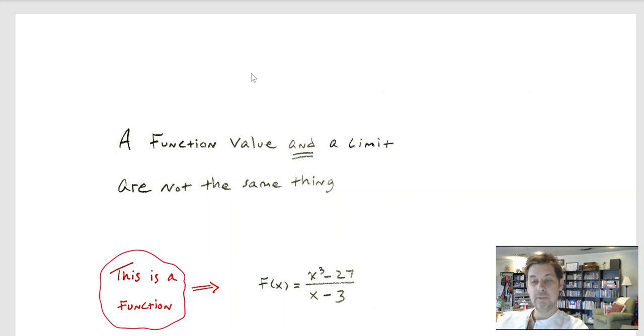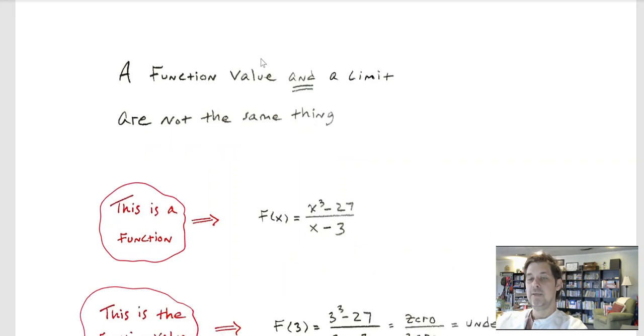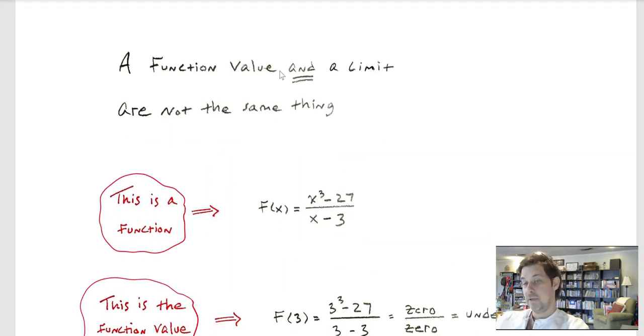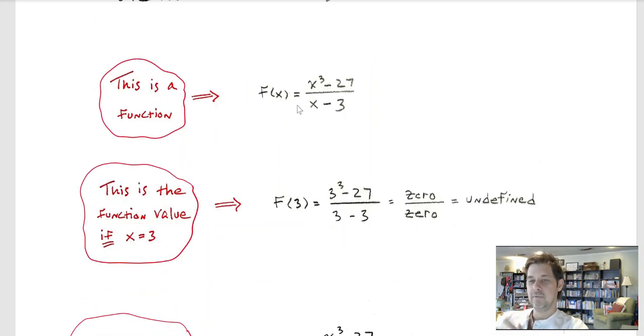And I want to just answer it this way. A function value and a limit are not the same thing. And what I mean by that is they might be different and you can't use one to judge the other necessarily. Okay, so let's go through this.